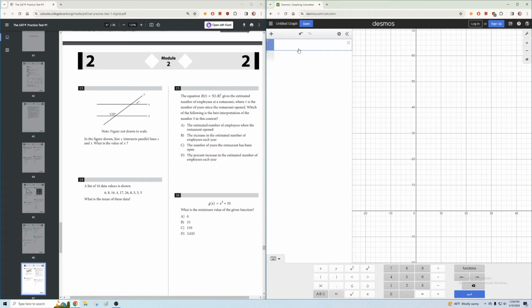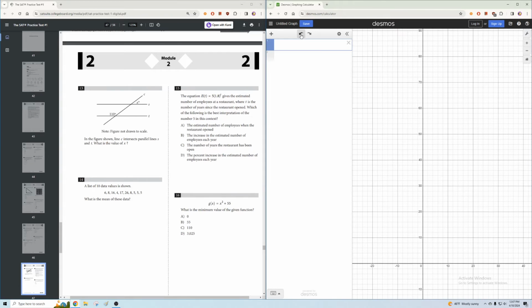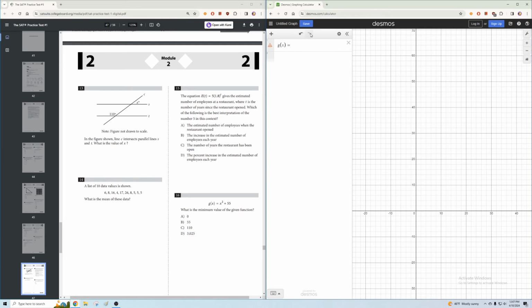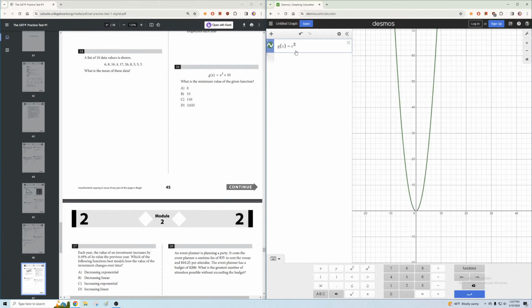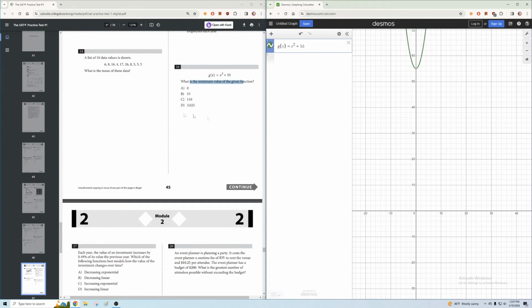All right, let's do the next one here. 16. G of x is equal to... I don't know if it was obvious, but the answer to that one was 10. Okay, g of x is equal to, I'm looking at 16, g of x is equal to x squared plus 55. What is the minimum value? Sick, 55.